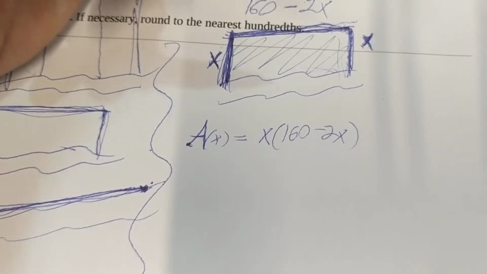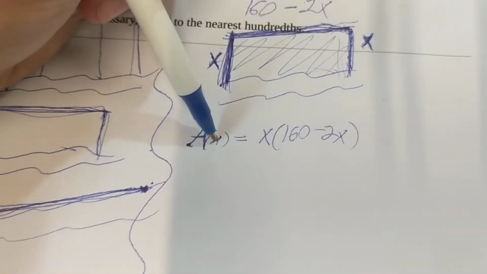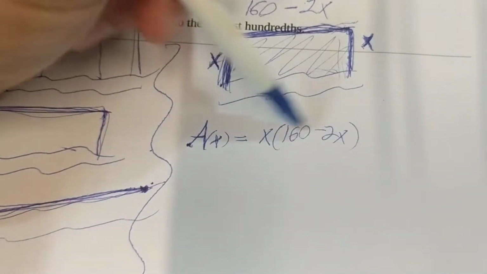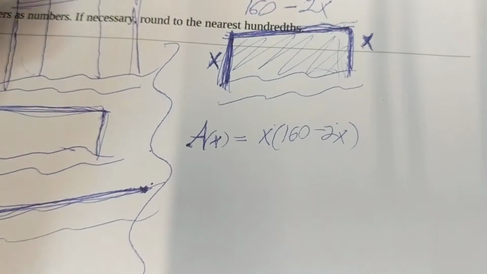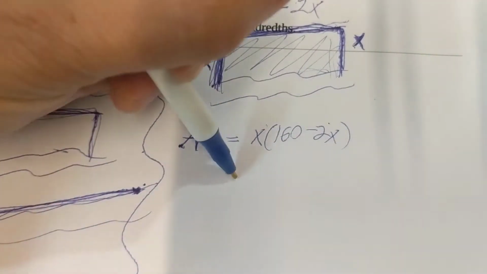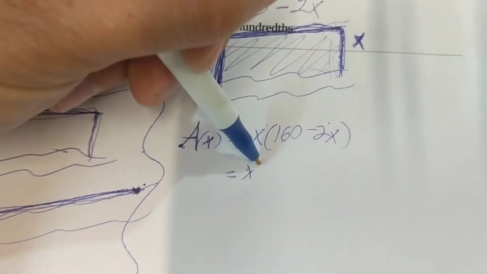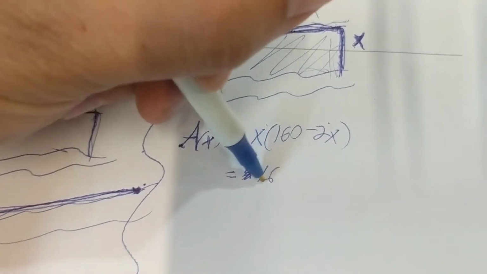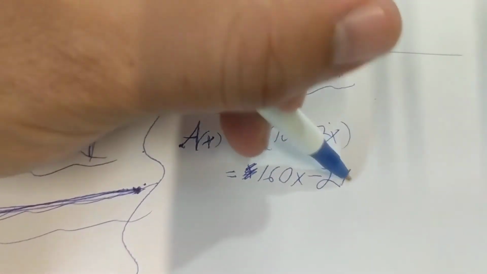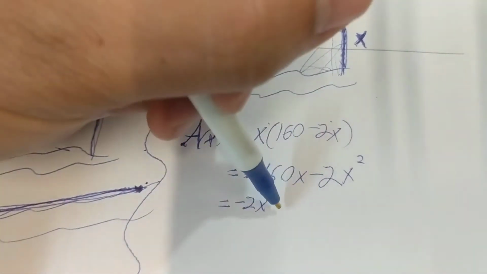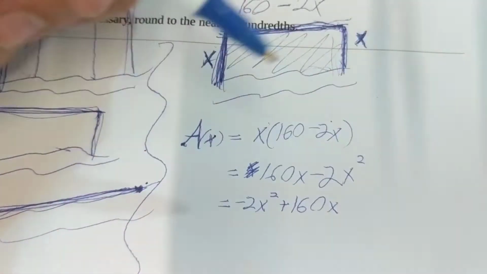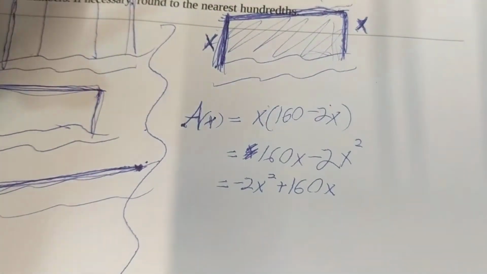Even though I don't know how to optimize it yet, what I could say is that at least I know what the area is, or how to describe the area function with respect to the sides that I got. And that's good. You can leave it like that, or you can distribute it out. It'd be 160x minus 2x squared. Or you could put the 2x squared in front, negative 2x squared plus 160x. Might be whether you're more comfortable with it.